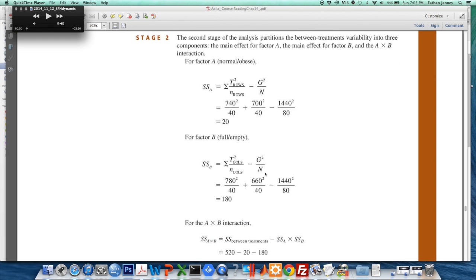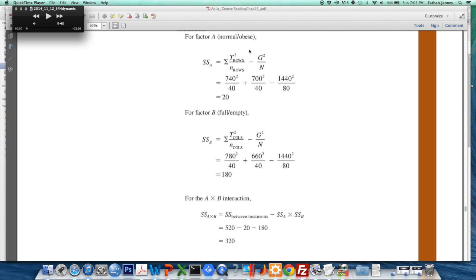Now, on to the second stage of the analysis. Now we have to partition between treatments variability into 3 components. The main effect for factor A, basically these are the 3 null hypotheses, if you noticed before. The main effect for factor B, and the interaction. So for factor A, we're looking at normal versus obese. So what we need to do is find the sum of squares for A. What that's doing is we're looking at the sum of T squared rows over n rows minus this value we already have, which is G squared over N. So let's look at how that manifests itself.